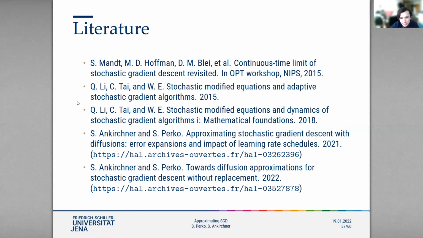So here's our literature. The idea of diffusion approximations was introduced in 2015, both by Mandt et al. and by Li, Tai et al. In 2018, Li, Tai et al., after giving a heuristic explanation in 2015, developed this theory more rigorously. Afterwards, we derived leading error expansions and also the second order diffusion approximation for learning rate schedules. And two days ago, we uploaded our preprint on diffusion approximations for stochastic gradient descent without replacement.